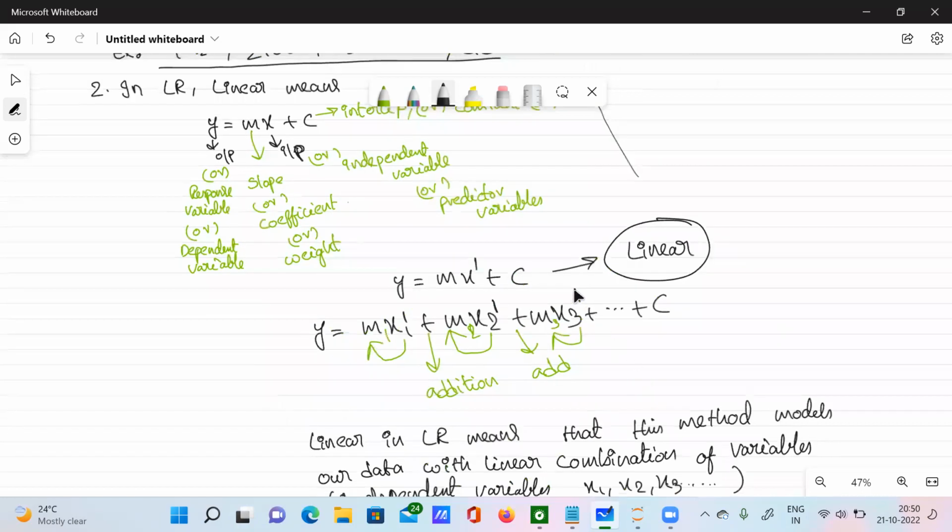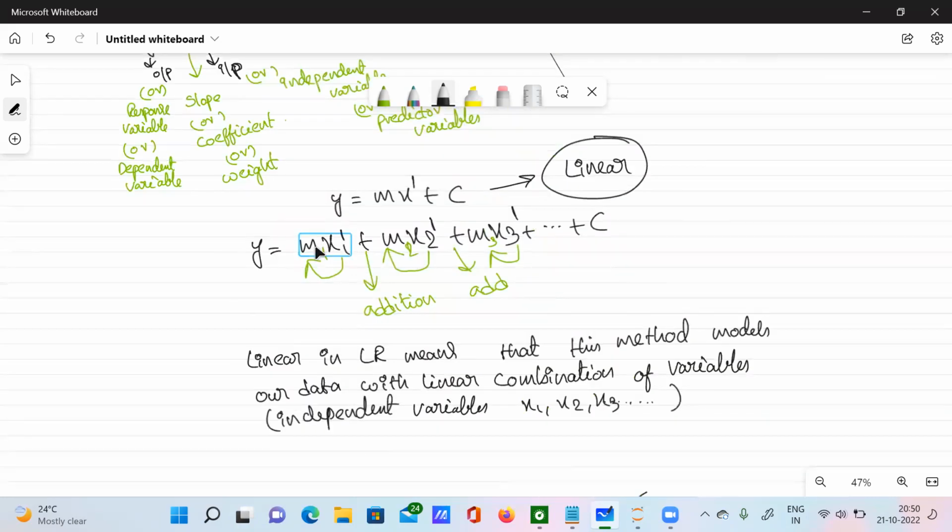See here, m1 is nothing but the weight here. What is x1? This is nothing but the variable. m2 is nothing but the weight here. x2 is nothing but the variable. See, all the variables are actually raised to the power of 1. So that's why we are calling it linear regression.